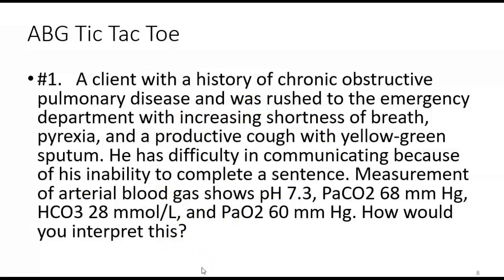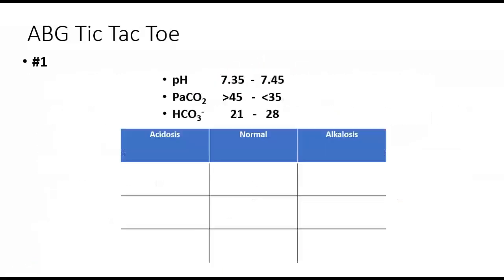We've got a COPD, the pH is 7.3, which is less than that 7.35. What we'll do now is use the ABG tic-tac-toe to arrange these lab values to see if we are indeed correct. So it's a nice way to double check on these problems where you have a scenario and values.